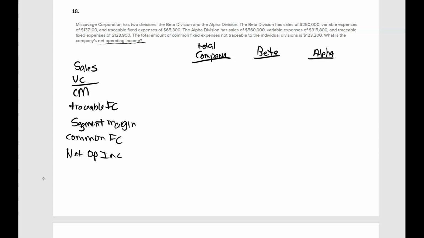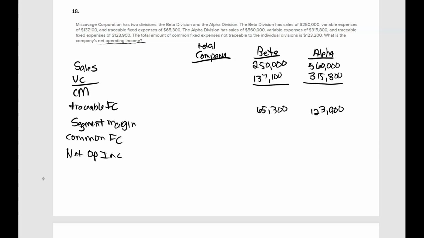Okay, we're given the sales for Beta is 250, and for Alpha is 560. We're also given the variable expenses. And then traceable fixed expenses we have is 65,300 and 123,900. And then we know that the common fixed expenses are 123,200.